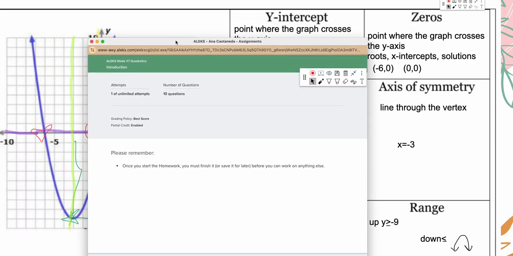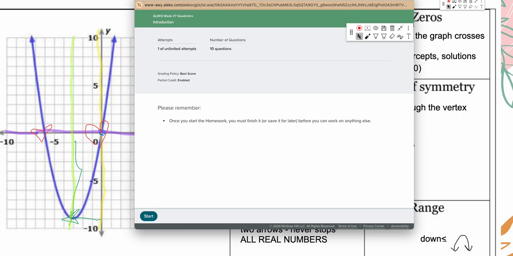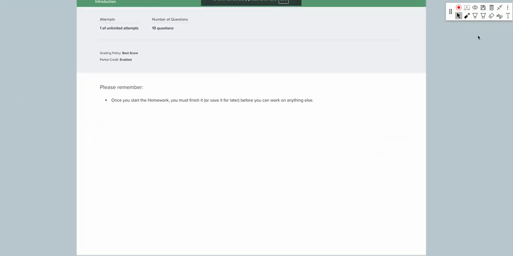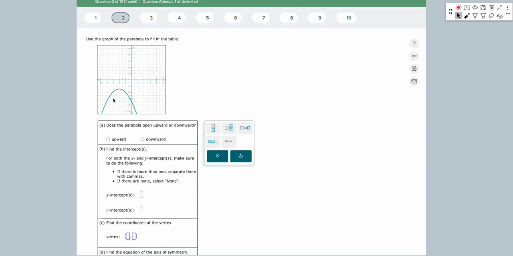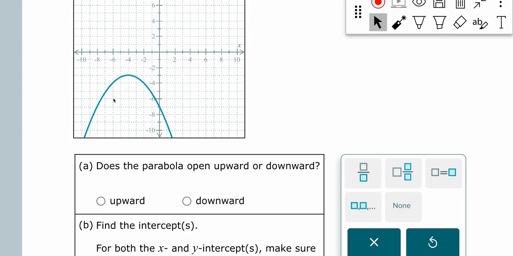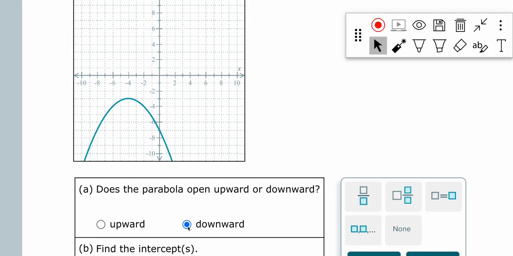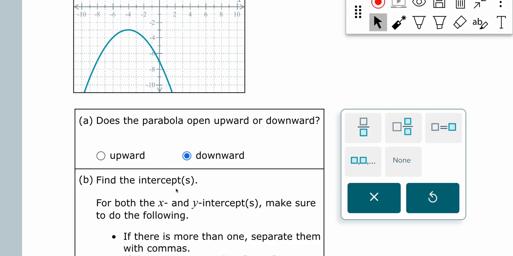Okay, so this is week 7 on Alex. I'm going to make this bigger if I can. Okay, great. All right. So let me start. Okay, I want to do one. The last one that we did pointed up. So let me do one that points down so we can all see an example of it pointing down. Okay, here on this one, this points downward.